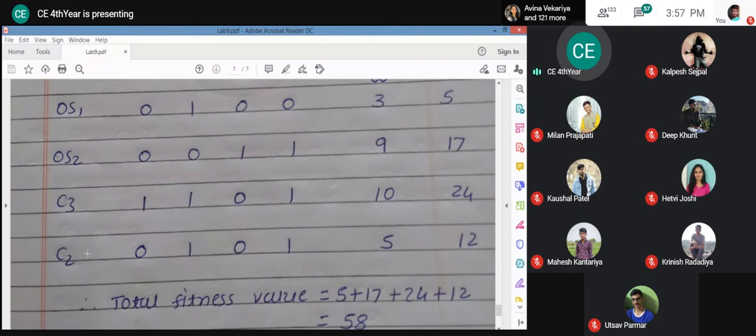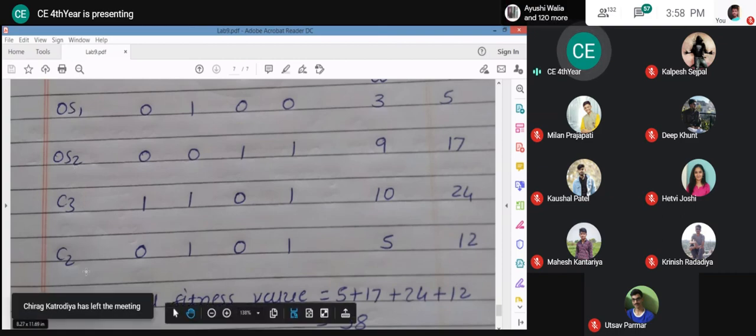In the previous case, what happened? One weight was 17, which is more than the capacity. That's why that particular population was rejected. But now the knapsack capacity is 12, which means all these 4 populations are selected, everyone, right?